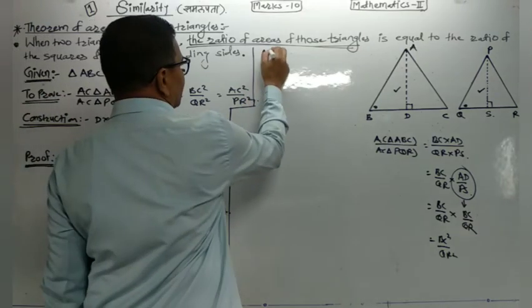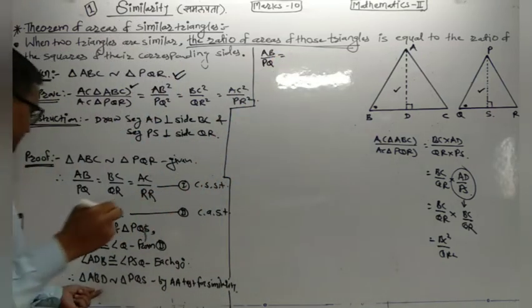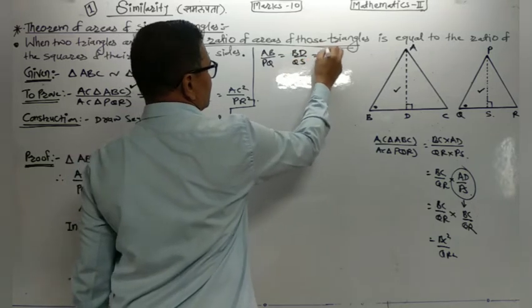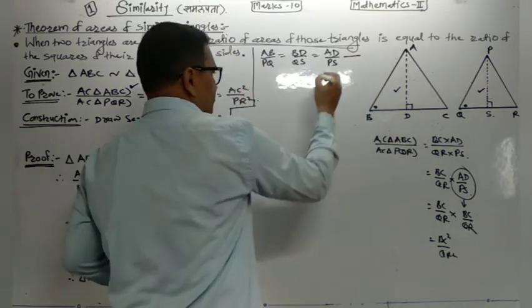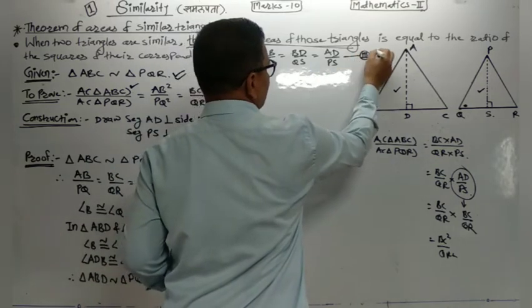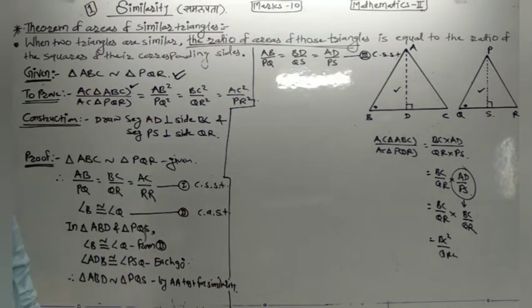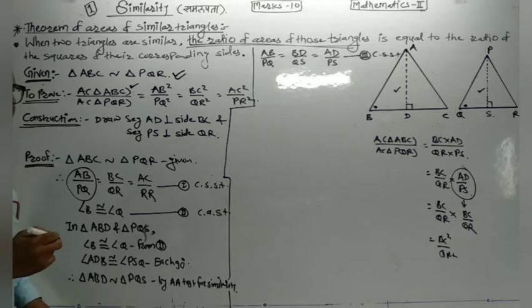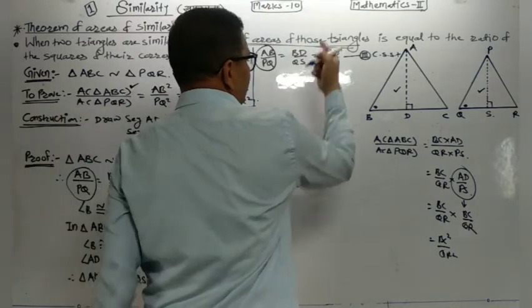Therefore we can say that AB divided by PQ equals BD divided by QS, and BD divided by QS equals AD divided by PS. This is statement number third. Reason: corresponding sides of similar triangles. Understand? From first and third, we say that AB by PQ equals BC by QR and AC by PR. And here in the third statement, AB by PQ equals BD by QS and AD by PS.